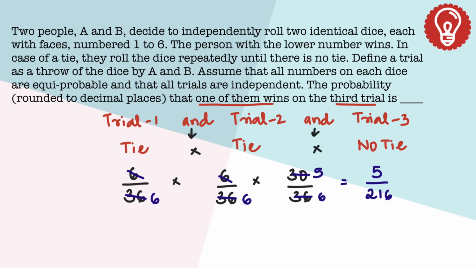The question says we want the answer in 2 decimals. So this is going to be 0.0, which is 216 into 2 will give us 432. So that's 2. And 680, as in 216 into 3 is 648. So that should be enough. That's your final answer.